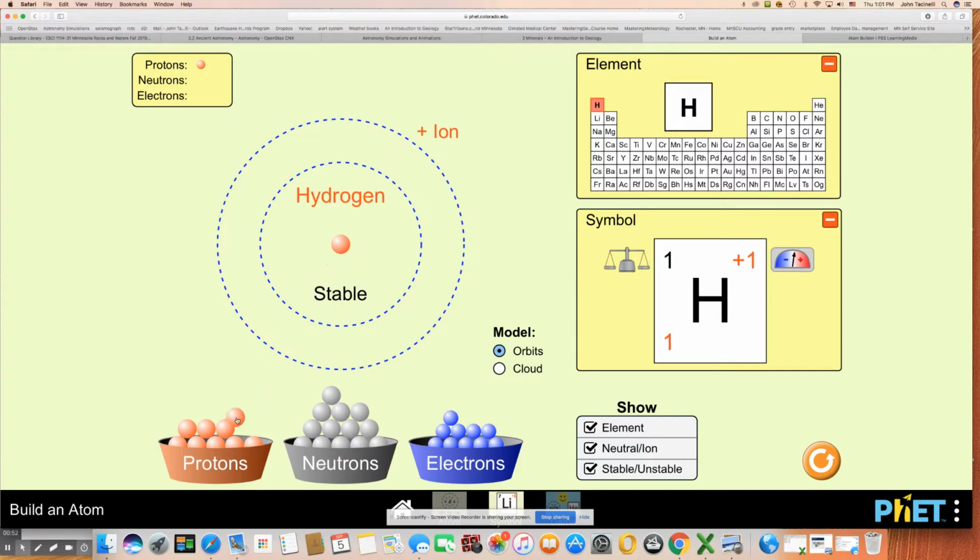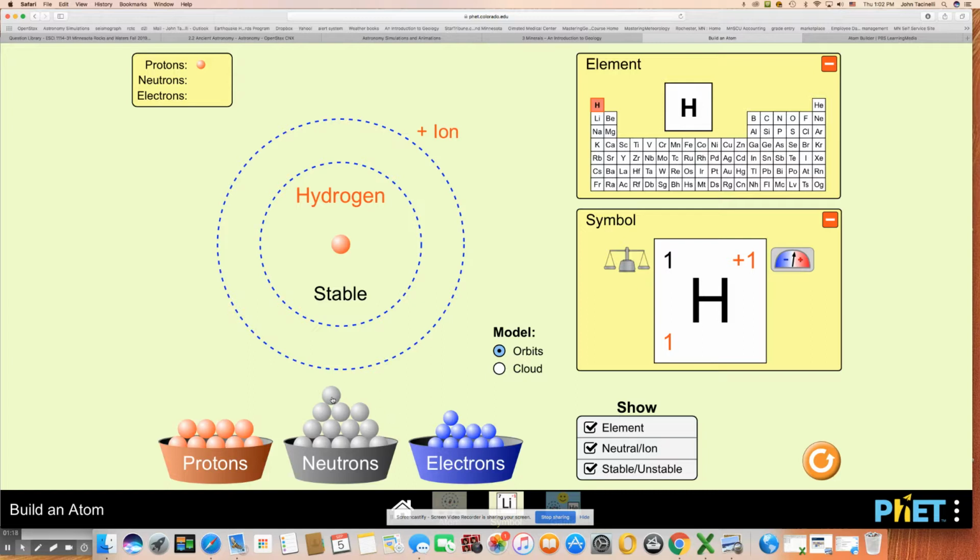So the protons go in the middle. Protons have a positive charge of +1. So you see that here. This is a +1 charge. They also have mass, and protons have a mass of 1 atomic mass unit. These things are so small that we have to have a special unit for them called the AMU, and that is an atomic mass unit, and it has a mass of 1 AMU.